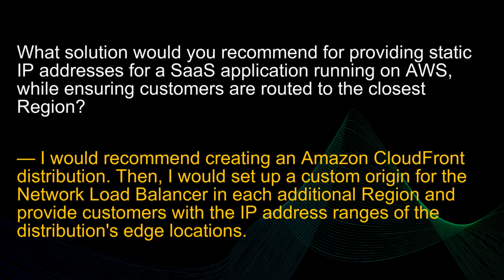What solution would you recommend for providing static IP addresses for a SaaS application running on AWS, while ensuring customers are routed to the closest region? I would recommend creating an Amazon CloudFront distribution. Then, I would set up a custom origin for the Network Load Balancer in each additional region and provide customers with the IP address ranges of the distribution's edge locations.